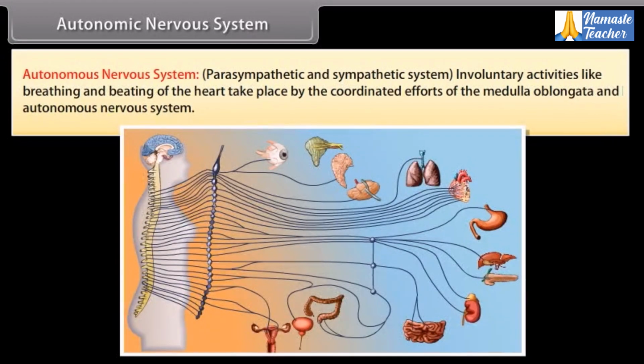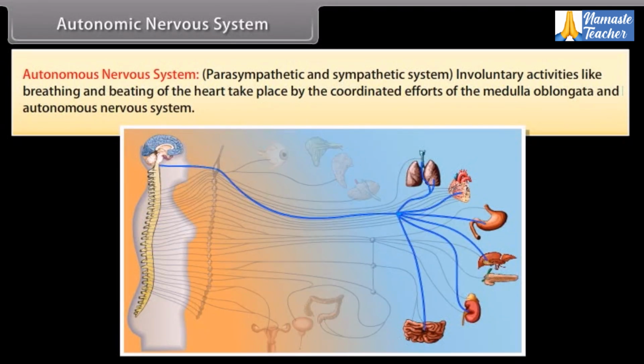Autonomic nervous system. Autonomic nervous system: parasympathetic and sympathetic system. Involuntary activities like breathing and beating of heart take place by the coordinated efforts of the medulla oblongata and autonomic nervous system.